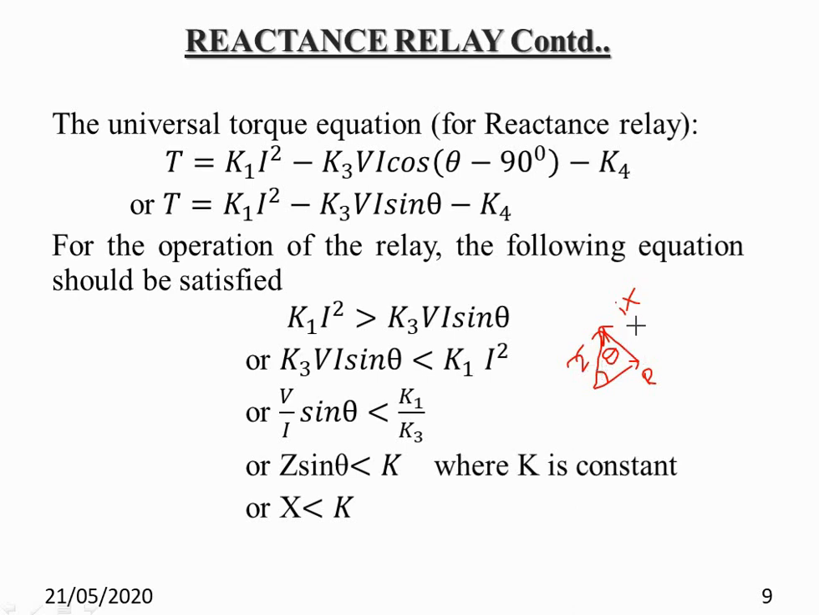This X. What is sine theta? Actually this sine theta is the perpendicular by hypotenuse. What is the perpendicular? X by Z. So X by Z is equal to sine theta, so X is equal to Z sine theta. So we can say Z sine theta is equal to X. So X less than K. If X is less than K, we can say the reactance is less than the actual value of that total line.